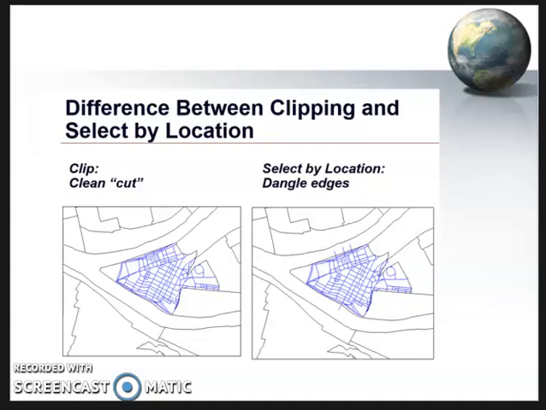And another thing, as we can see here with this diagram, when we use that clip, you get a really clean cut. That boundary is a hard boundary, where with select by location, since we don't have that hard boundary and some features may be longer than others, it's harder for the GIS software to really create that clean cut without having the specified boundary and only having that location as a guide, and so you end up with these dangle edges.